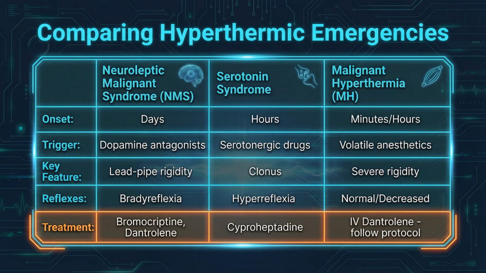Serotonin syndrome develops rapidly over hours, features clonus and hyperreflexia, and is treated with supportive care and cyproheptadine. Malignant hyperthermia occurs during or shortly after anesthesia, features severe rigidity and rhabdomyolysis, and requires immediate treatment with intravenous dantrolene following your institution's malignant hyperthermia protocol.